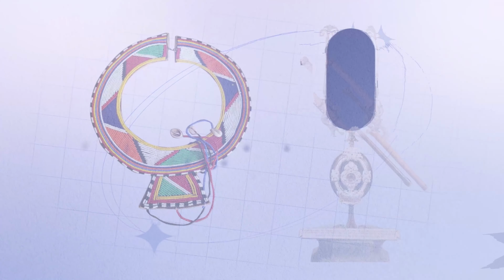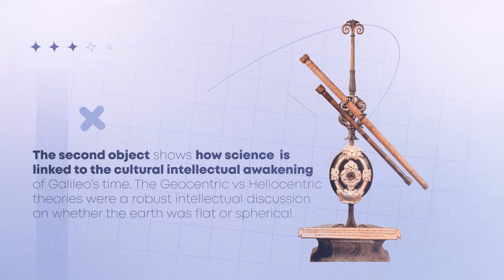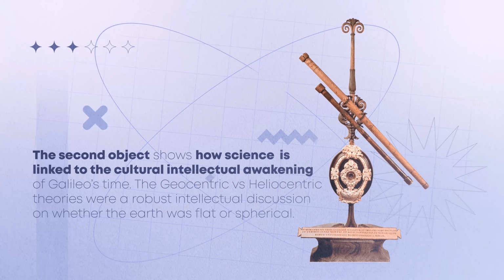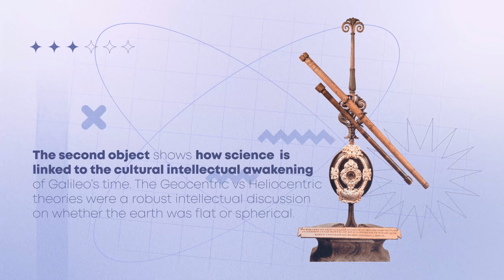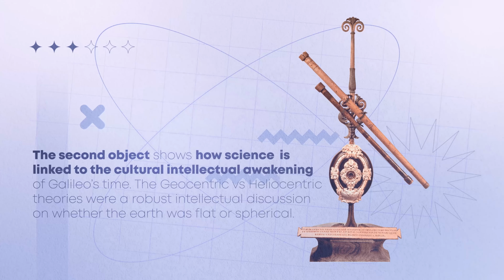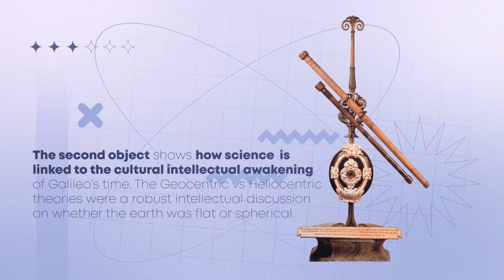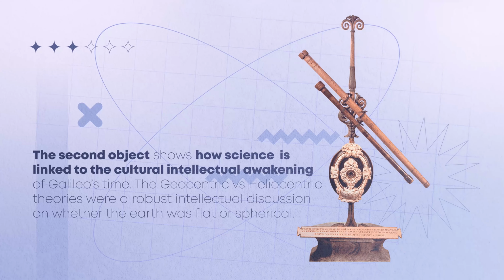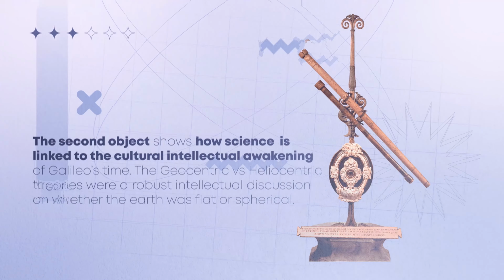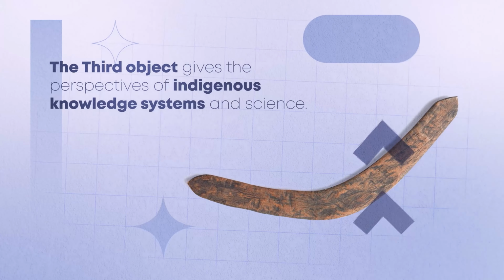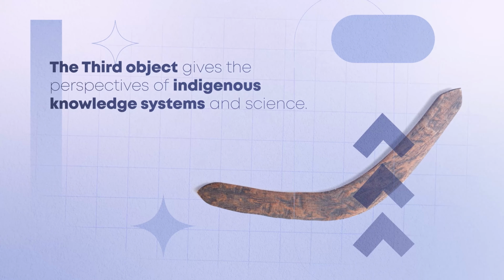The second object will show how science is linked to the cultural intellectual awakening of Galileo's time. The geocentric versus heliocentric theories were a robust intellectual discussion on whether the Earth was flat or spherical. The third object will give the perspectives of indigenous knowledge system and science.